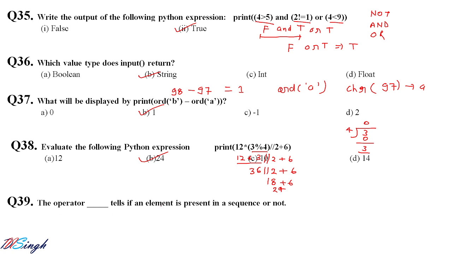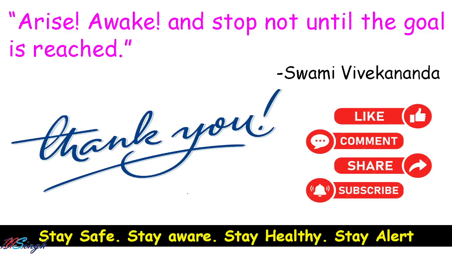Next, the operator tells if an element is present in the sequence or not. It is a repeated one. Previously we have seen in is an operator. Okay guys, that's it for this particular lecture.